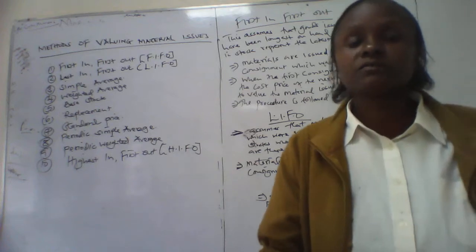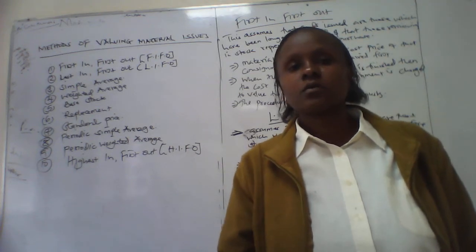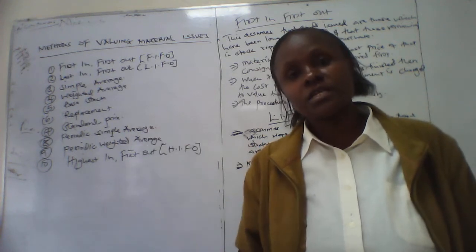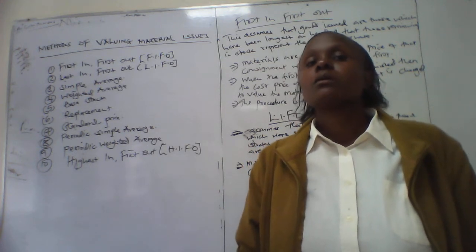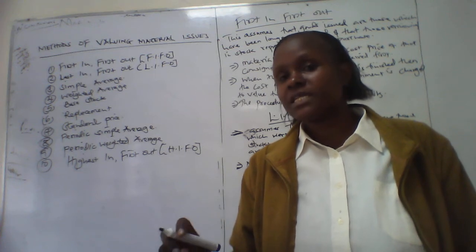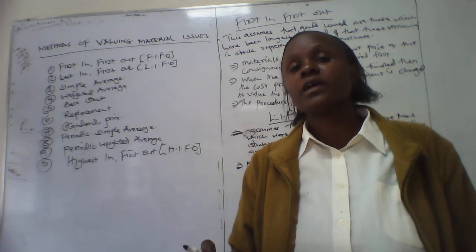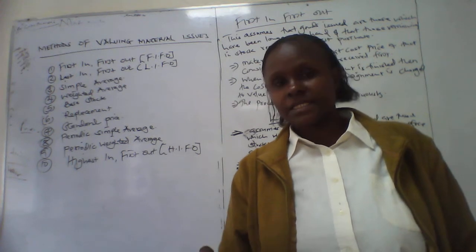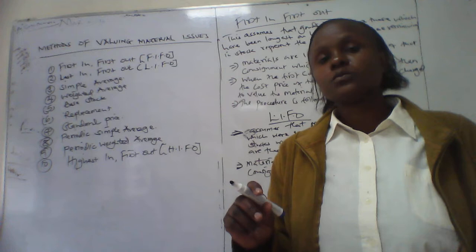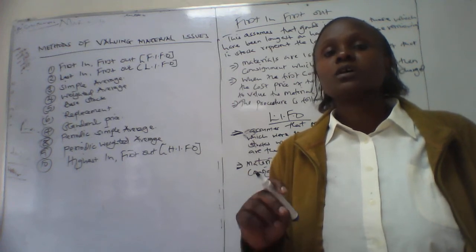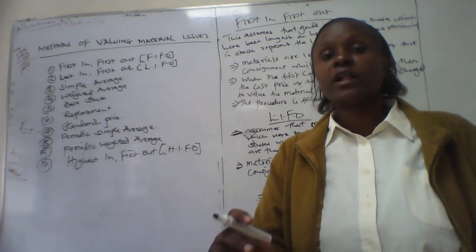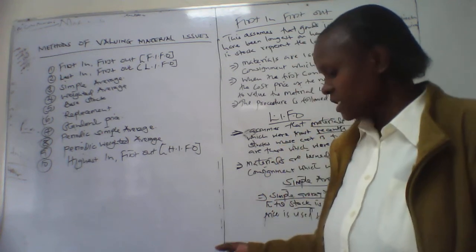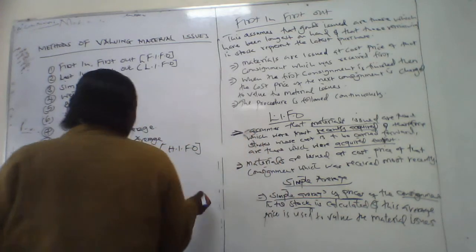So you get the price of the first consignment. If there are more than one consignment in the store before you issue, the consignments which you have already received to the store, you add all their prices, then you divide by the number of consignments to get the average price. That average price which you get is the one which you are going to use to value the material issues.